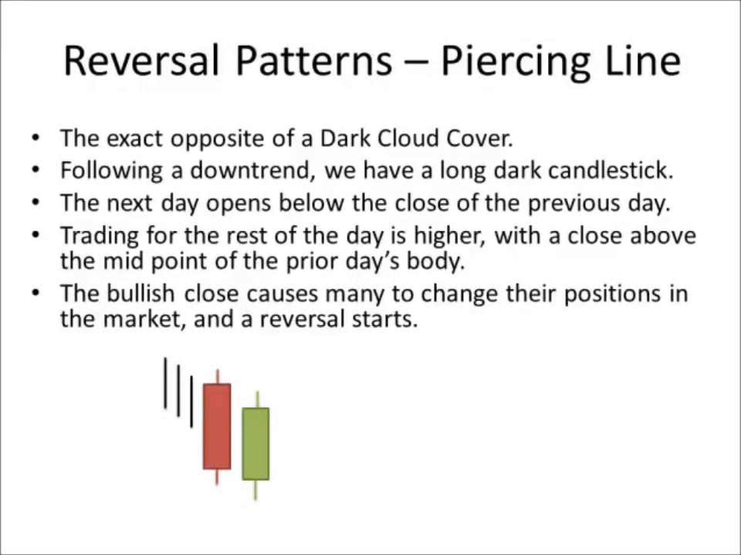Reversal patterns, piercing line. The next reversal pattern we'll talk about is known as the piercing line. The piercing line essentially is the exact opposite of the dark cloud cover. So how does it work? Well, following a downtrend, so we're starting with a downtrend, that's signified by these three lines here. Again, this just means that we have a downtrend. These candles could be anything. Following a downtrend, we have a long dark candlestick. That is this candlestick here.